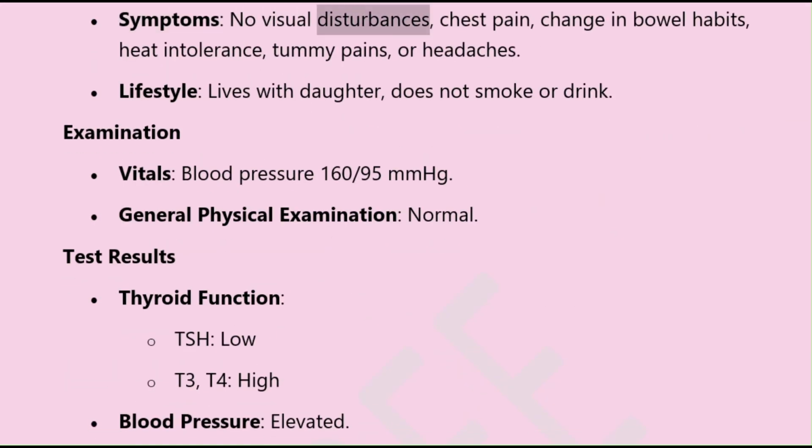Symptoms: no visual disturbances, chest pain, change in bowel habits, heat intolerance, tummy pains, or headaches. Lifestyle: lives with daughter, does not smoke or drink. Examination. Vitals: blood pressure 160/95 mmHg. General physical examination: normal. Test results.